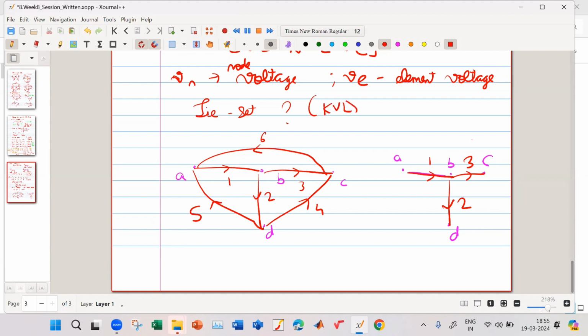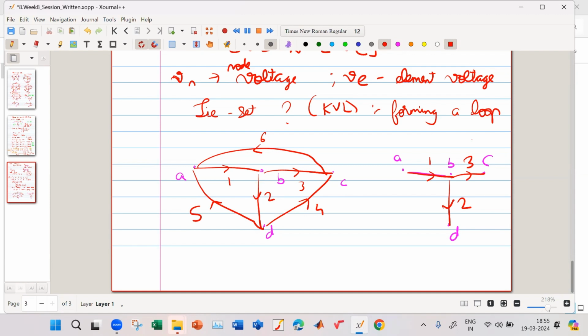We are applying the KVL. And how we are doing it is we are forming a loop. So if you understand what the definition of a tree is, you connect all the nodes of the network. There is no node that is left untouched. Each node is connected to the other node. There is a path, but there is no closed path.